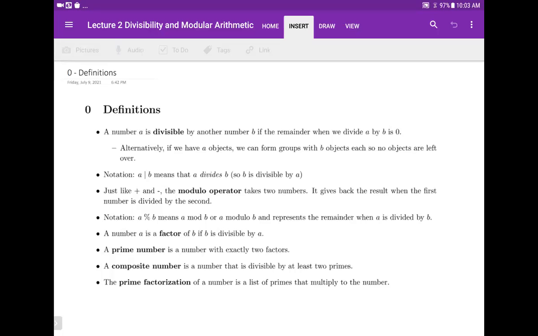All right, so welcome everybody. Today's lecture is on divisibility and modular arithmetic.